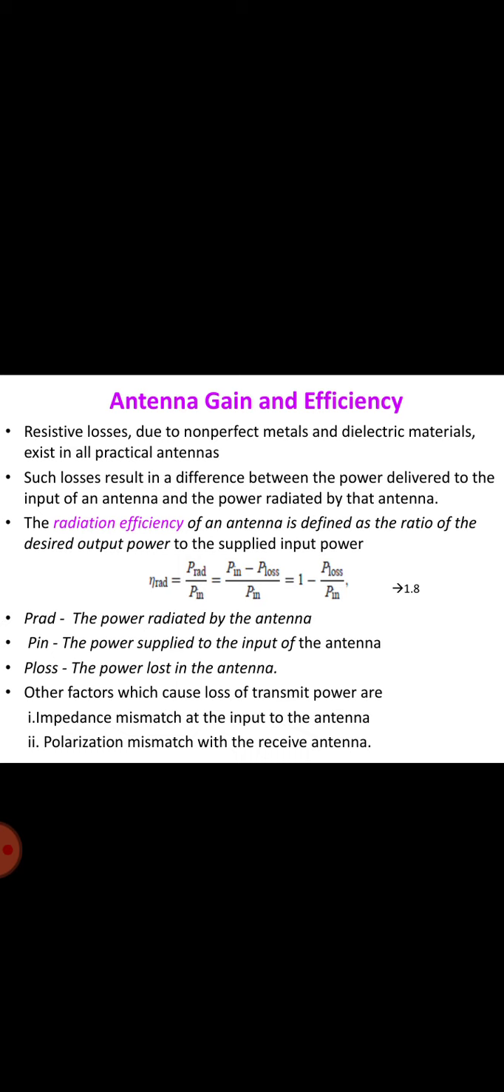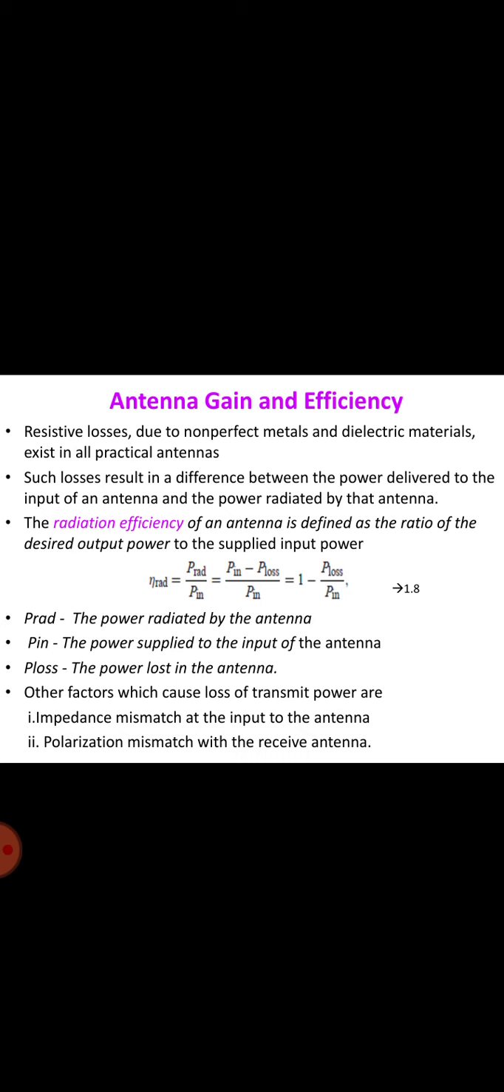That is, eta rad is given as P rad by P in. P rad is nothing but P in minus P loss, so that will be given by P in minus P loss divided by P in, where P rad is the power radiated by the antenna, P in is the power supplied to the input of the antenna, and P loss is the power loss in the antenna.